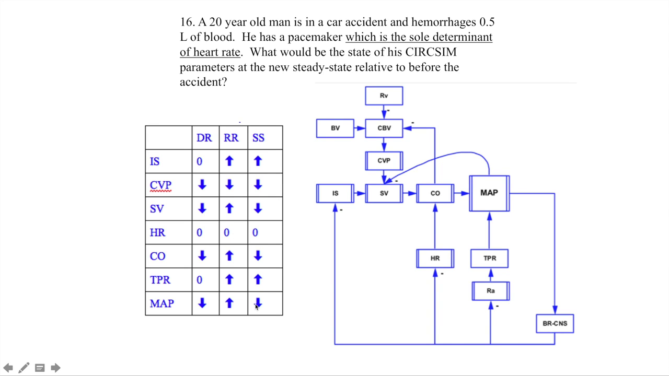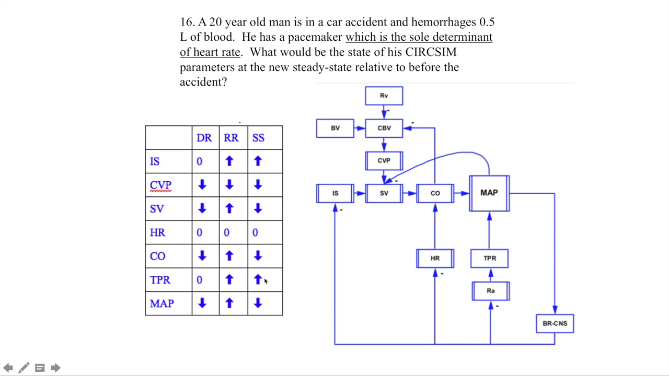The mean arterial pressure is slightly down, always slightly in the direction of the direct response. Inotropic state up, central venous pressure up. Don't know about stroke volume. Heart rate is 0. I don't know about cardiac output. Total peripheral resistance is up. So now, because this is up and this is down, how do we determine that this was down?